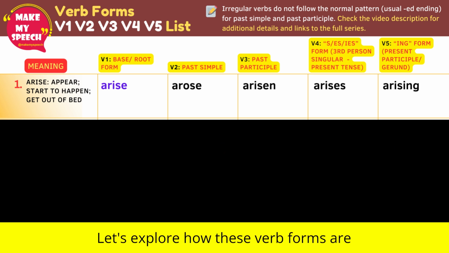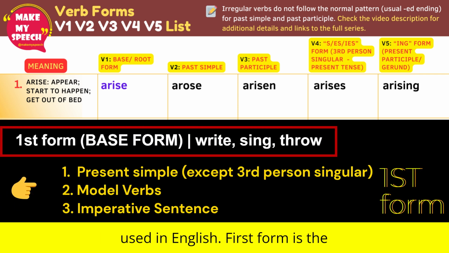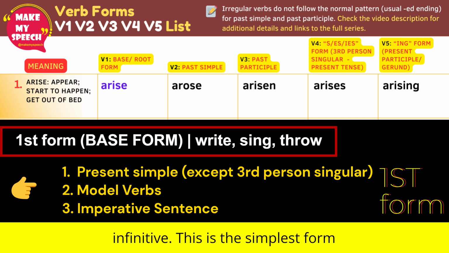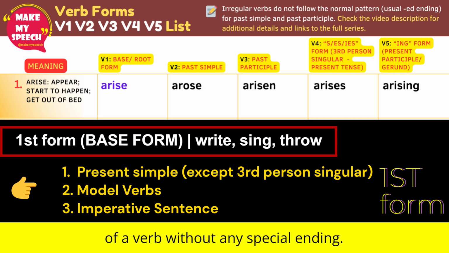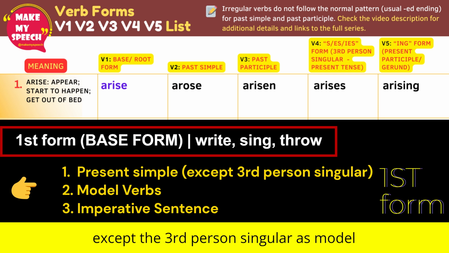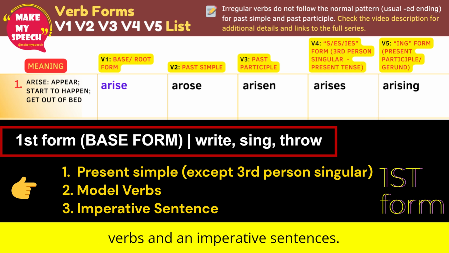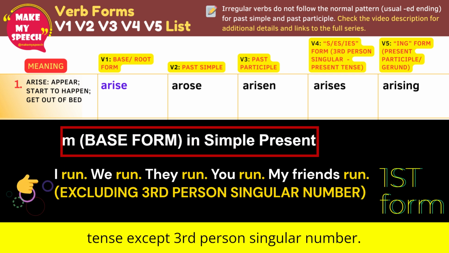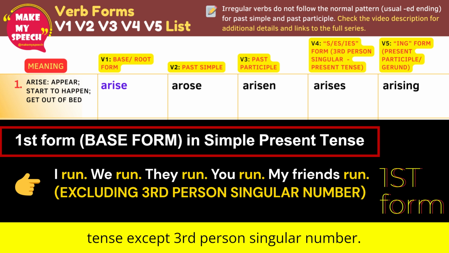Let's explore how these verb forms are used in English. First form is the base form, also known as root form or infinitive. This is the simplest form of a verb, without any special ending. The root form of a verb appears in all versions of the present simple tense except the third person singular, as well as with modal verbs and in imperative sentences. Examples of base form in present simple tense, except third person singular number.